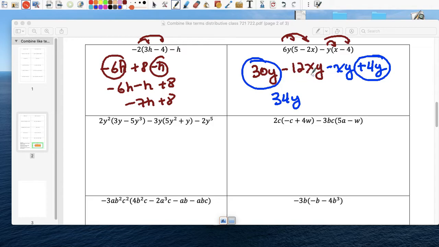And these two are the same, right? They're both xy's raised to the same exponent. So negative 12 minus xy is just negative 13. Don't forget there's a 1 there. Okay.